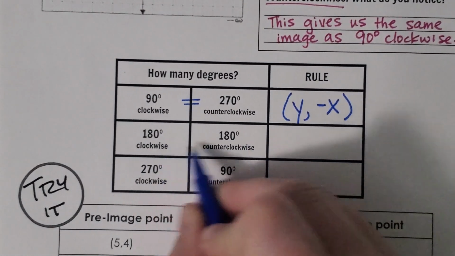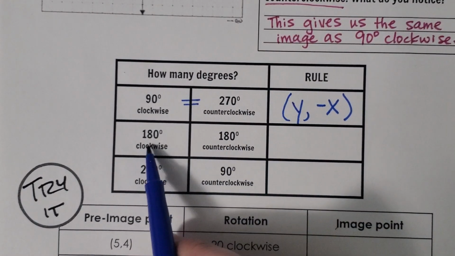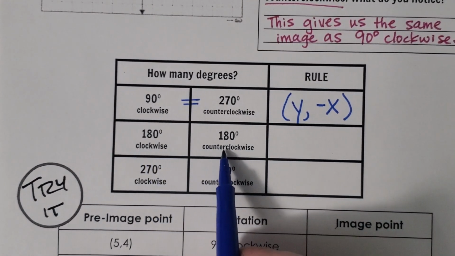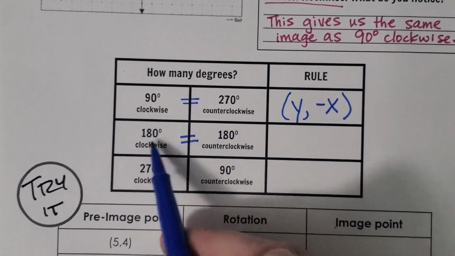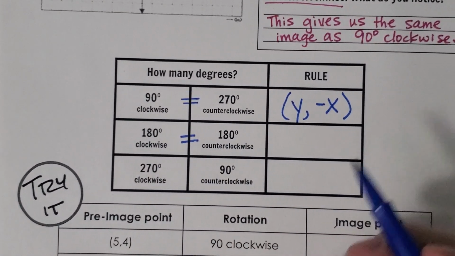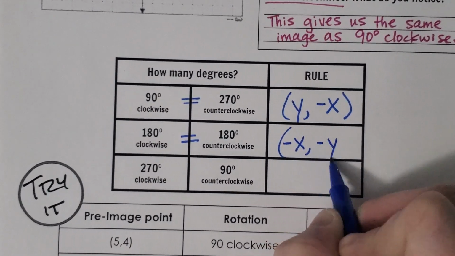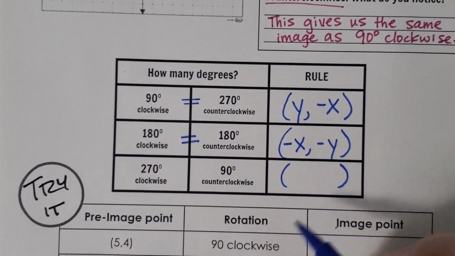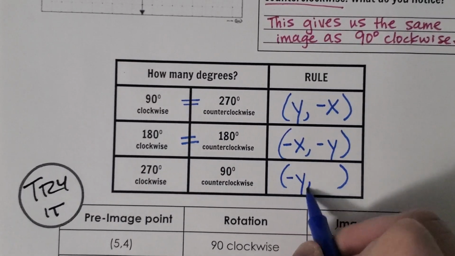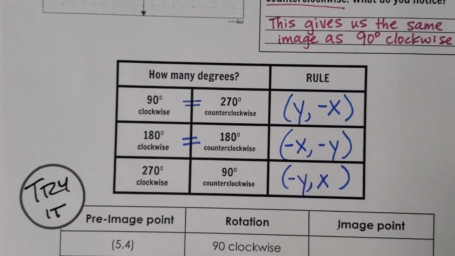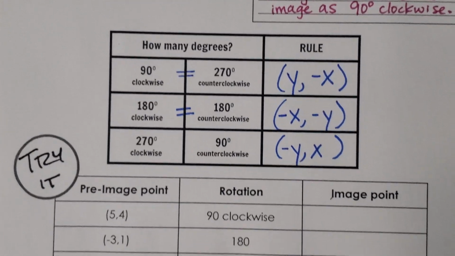The next rule for 180 degrees clockwise and 180 degrees counterclockwise are the same because no matter what, you're going to turn it 2 times. So this is going to be the opposite of x, opposite of y. And then the last one is going to be the opposite of y, x. And I know that was weird, but we're going to practice.